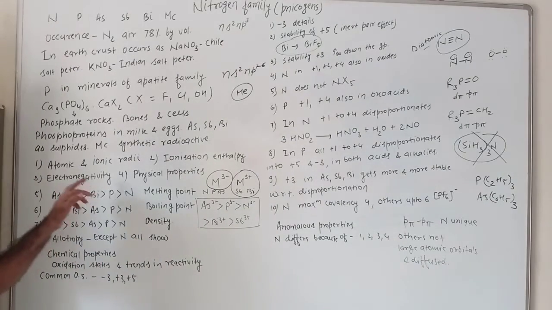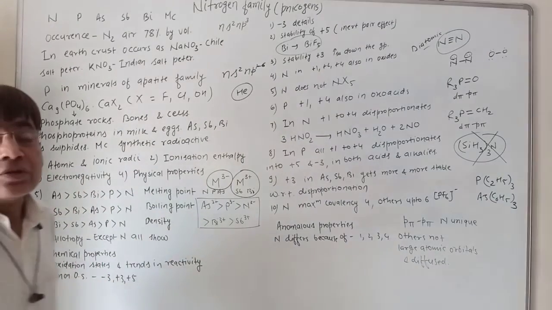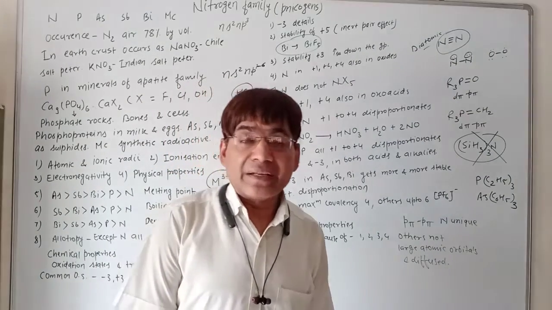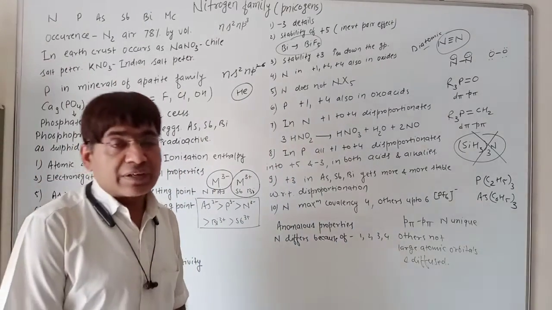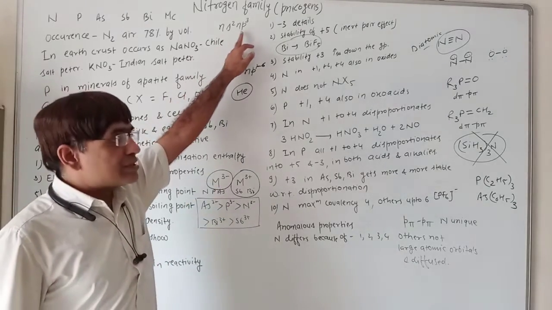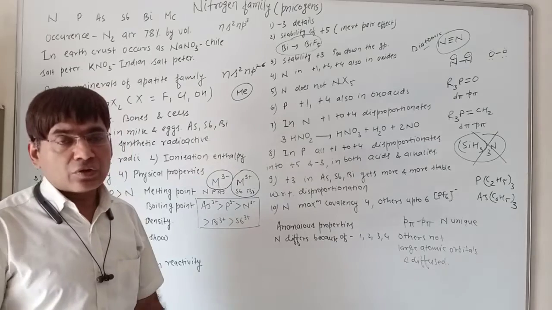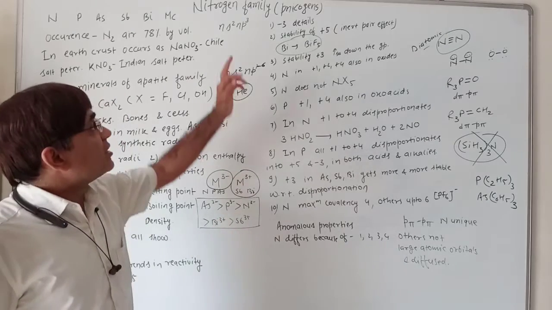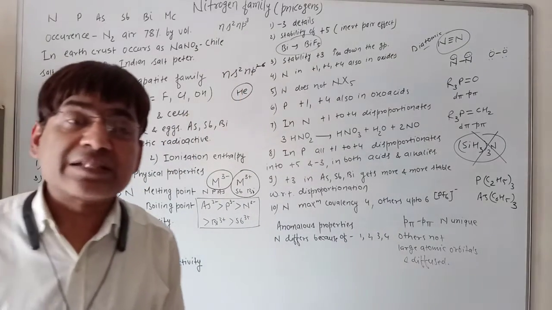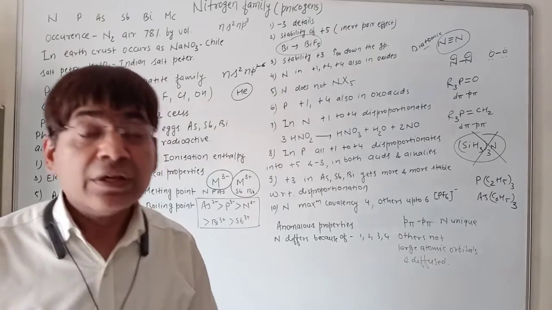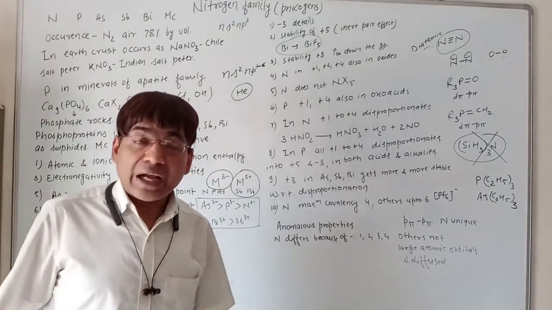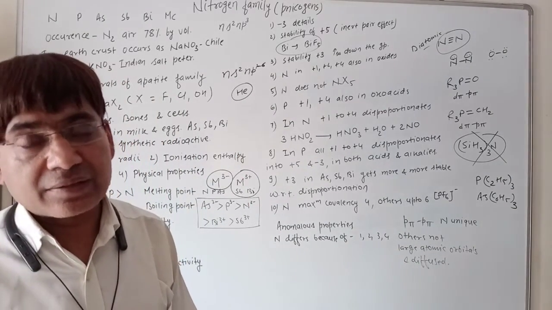Now about ionization enthalpy. The ionization enthalpy of nitrogen family members is quite high, and this we have studied in 11th class. It is because these elements have exactly half-filled electronic configuration, np3, which is an exceptionally stable type of electronic configuration. So it is quite difficult to withdraw electrons from this configuration, and correspondingly ionization enthalpy is higher.